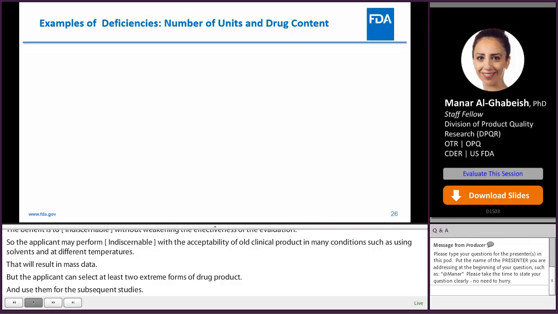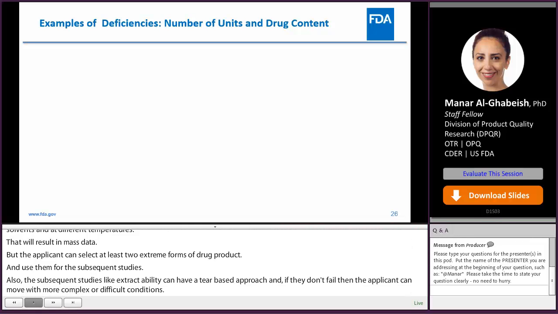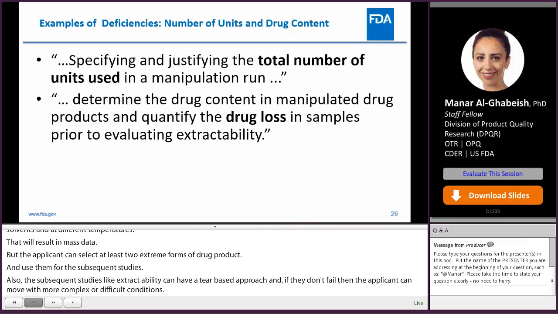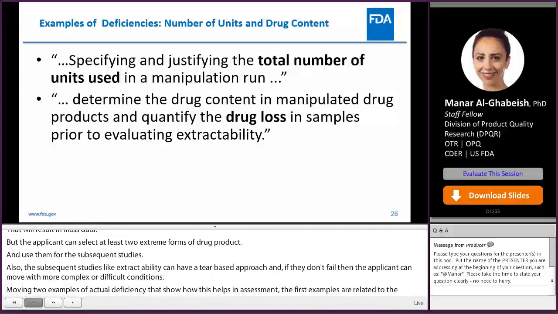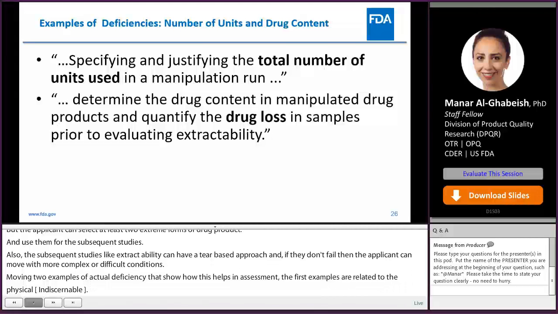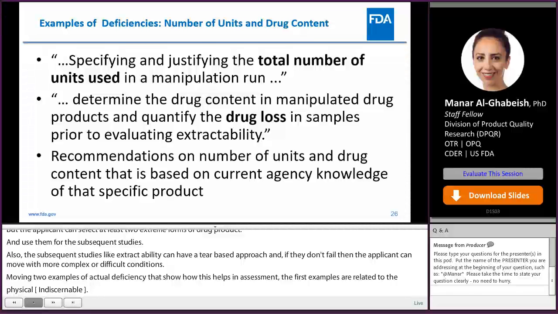Moving to examples of actual deficiency that show how the internal research helped in the assessment. The first examples are related to the physical manipulation. From internal research, we found that the subsequent extractability and extraction percent can be an underestimation of the real values due to drug loss during manipulation, and that the drug loss is highly dependent on the number of the units used during the manipulation process. This information has been communicated to applicants in deficiency and also is in the product-specific guide.